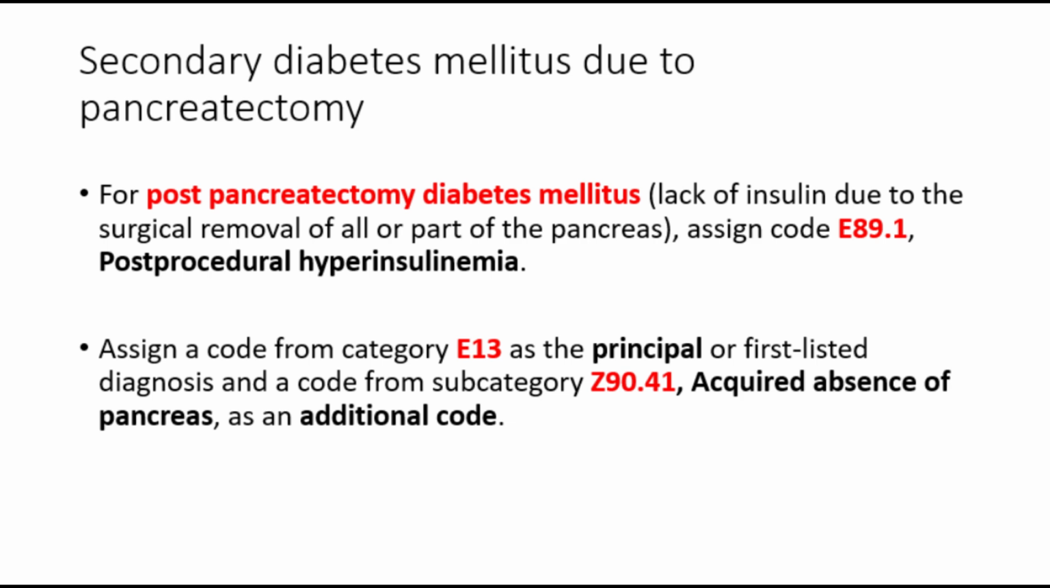Secondary diabetes mellitus due to pancreatectomy. For post-pancreatectomy diabetes mellitus, lack of insulin due to the surgical removal of all or part of the pancreas, assign code E89.1, post-procedural hyperinsulinemia. Assign a code from category E13 as the principal or first listed diagnosis, and a code from subcategory Z90.41, acquired absence of pancreas, as an additional code.